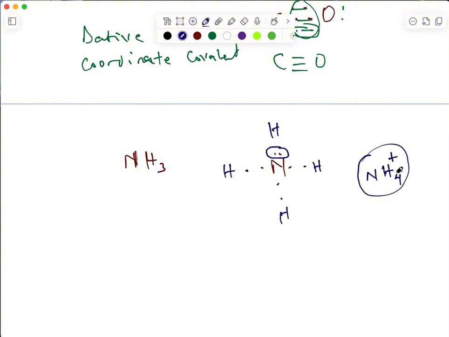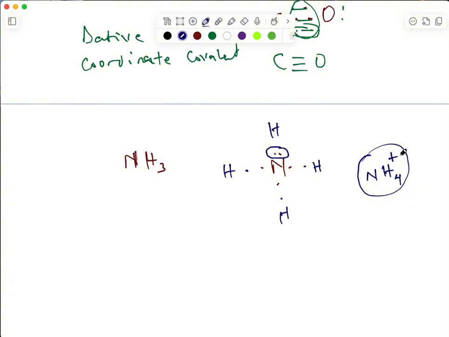It is needing 1 more electron for it to be complete. So it is deficient of 1 electron. In this case, NH4 plus has a dative bond. I don't want to go into too much detail on that. That's just a side thing.